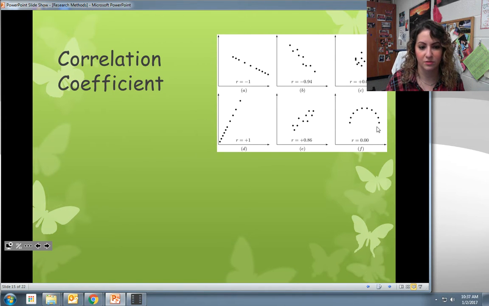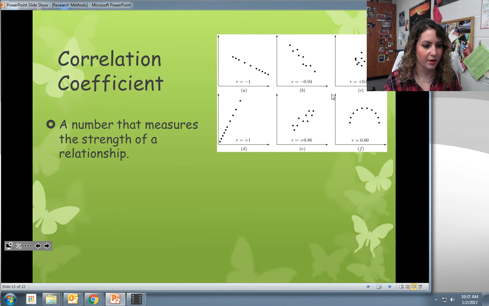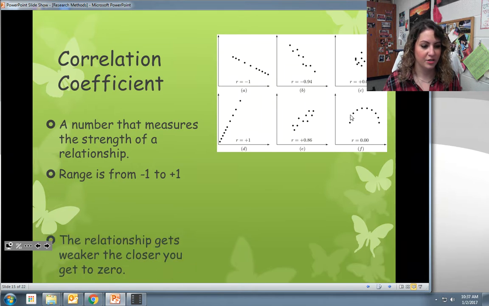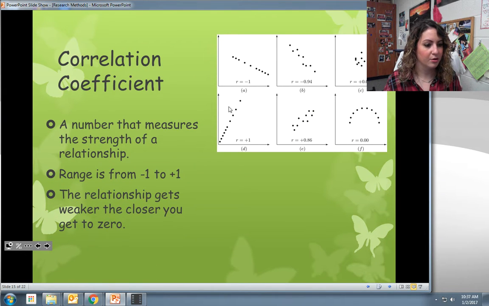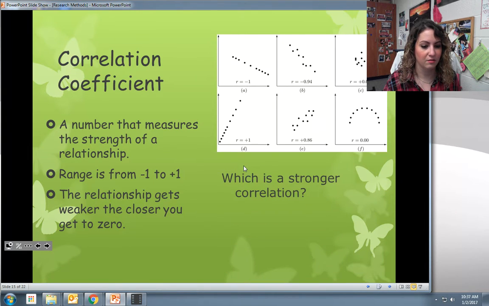This is no relationship. It goes up, down, there's no relationship here. And this is more of a scatter plot. Look how close that is to 0. That is not close to -1 or +1, that is close to 0. Okay. And we just said this. The number measures the strength of the relationship, the range is -1 to +1, and the relationship is weaker the closer it gets to 0.